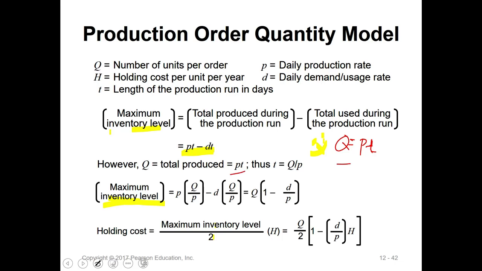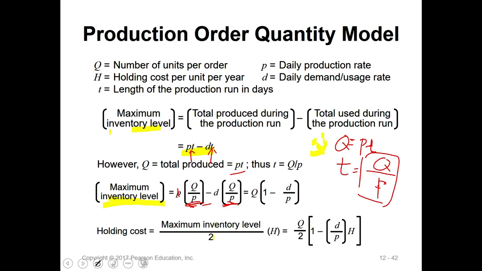Then we can use algebra to find out that T equals Q divided by P. I'm going to use this term to substitute T in the original formula. Now your maximum inventory level equals P times T, but for T I'm using Q divided by P. Similarly here it is D times Q divided by P, because these two are all the same T.